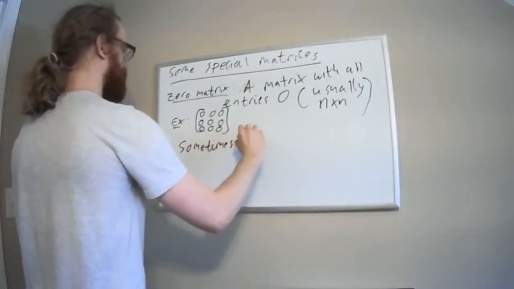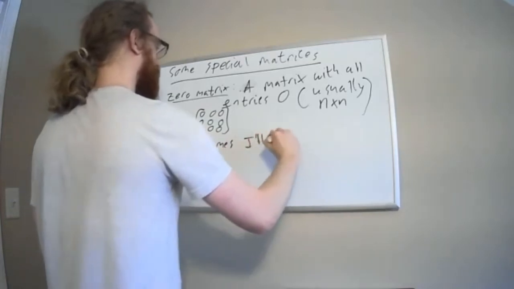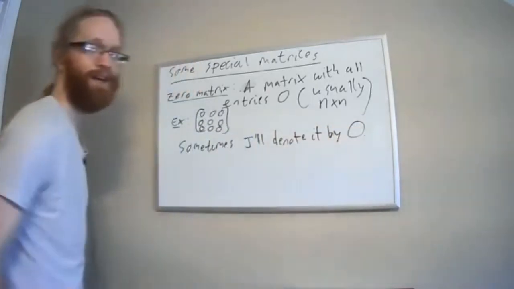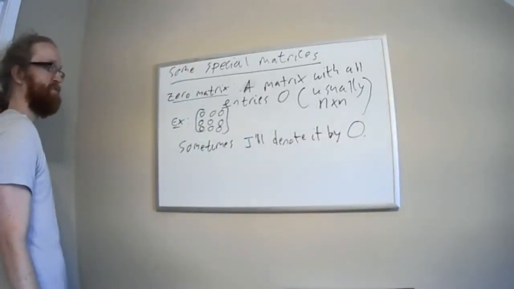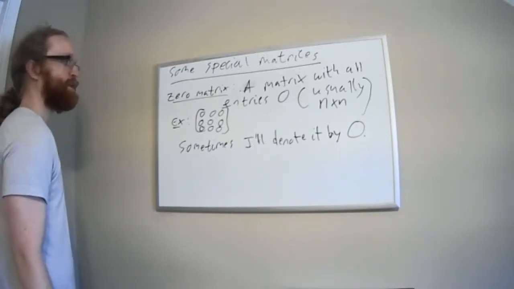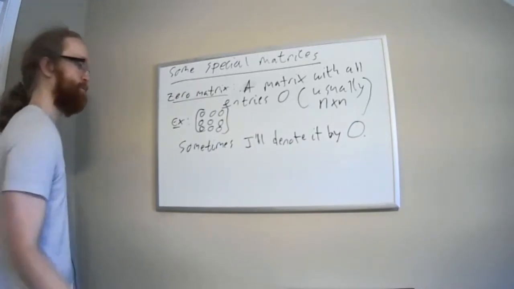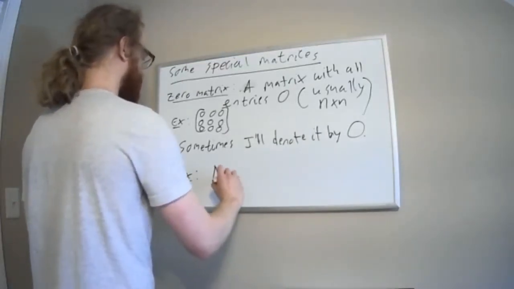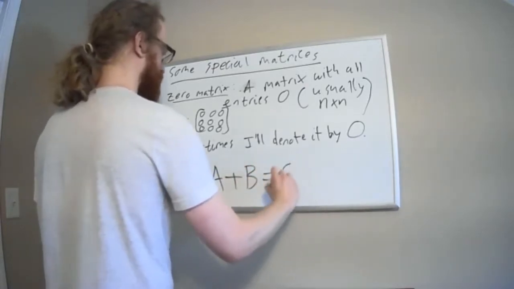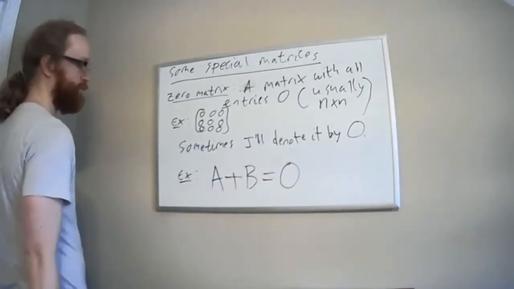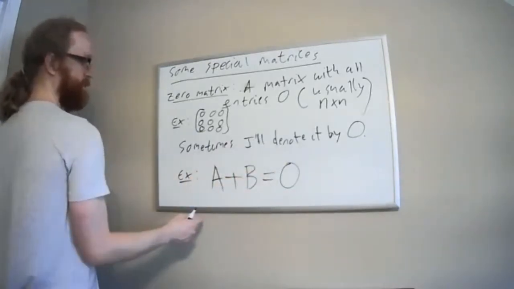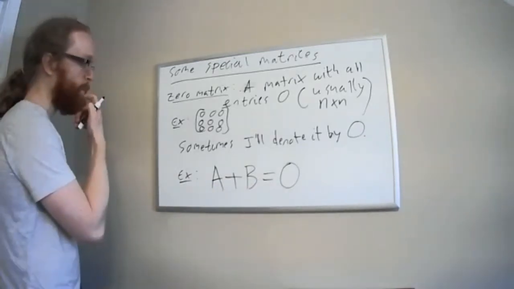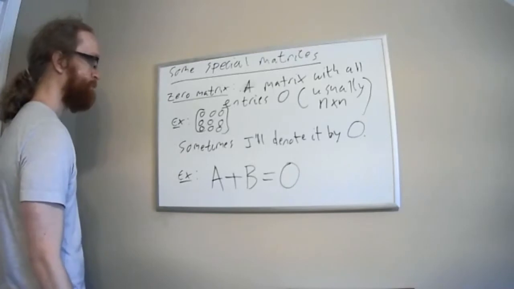Sometimes I will denote it by, confusingly, a big zero, right? So sometimes I'll just write it as a big zero for the zero matrix, and it's up to you from context to know that it means the zero matrix. So like if you see in an equation, I always use capital letters for matrices. So if I saw it in an equation like this, what this means is that the matrix A plus the matrix B equals the zero matrix. That's just something I might write every once in a while.